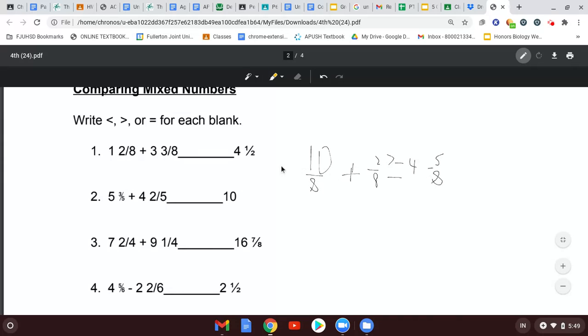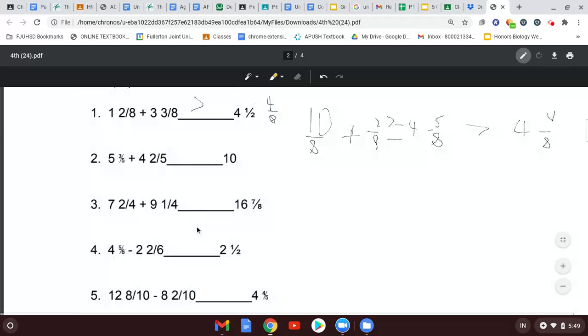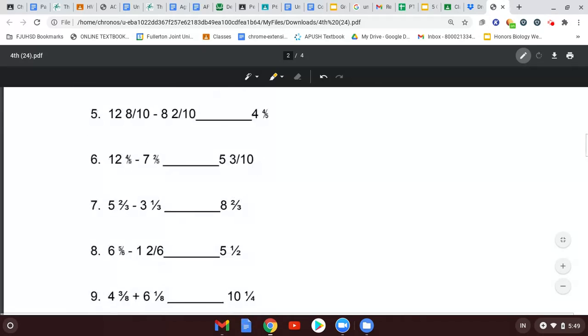And then we can multiply this by 4, which will make it 4 4/8. So it'll be 4 5/8 and then 4 4/8, which means that this side is bigger. Okay. Hopefully that makes sense.